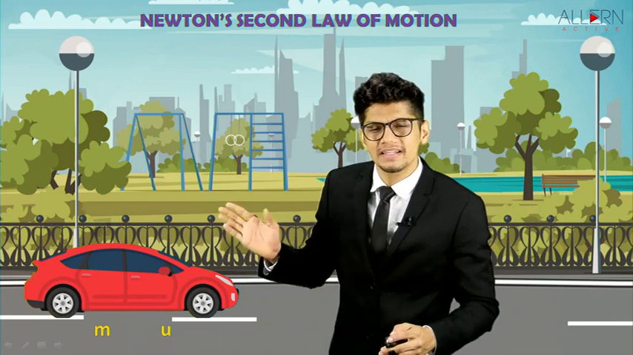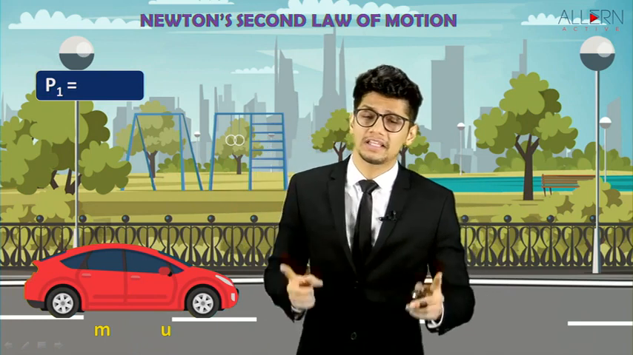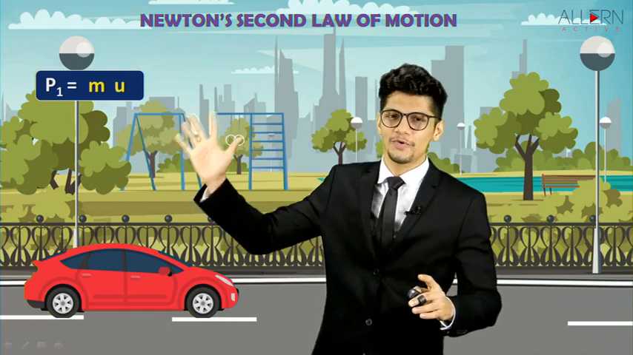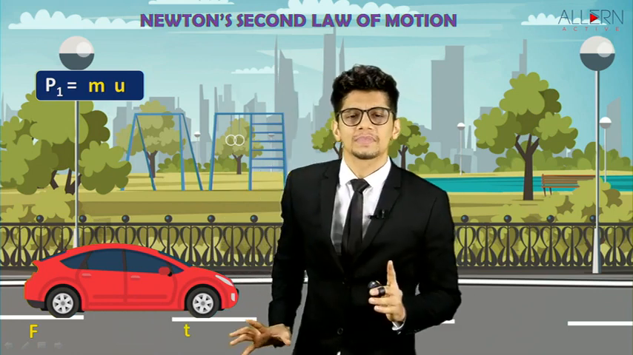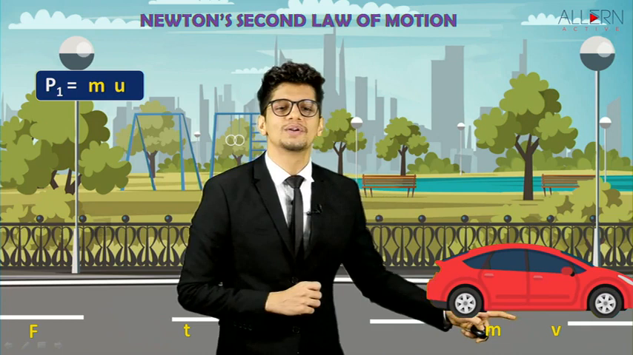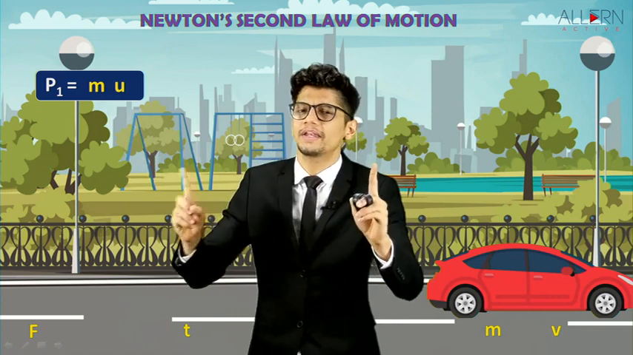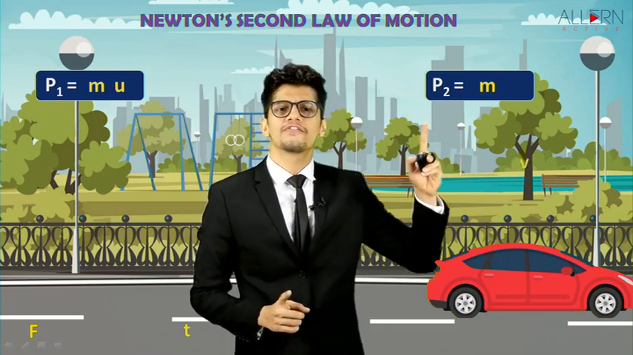Now since this momentum is the initial momentum, we will write it as P1. So P1, that is momentum, is nothing but mass into velocity. So this will be mass into initial velocity. So P1 is m into u. Very simple, right? Now, in order to move this car, we need to apply a certain amount of force denoted by capital F for time t, right? So it will start moving and we know the mass would not change. Mass would remain as it is. But the velocity will now become the final velocity denoted by small letter v. So initial momentum was denoted by P1, and final momentum will be denoted by P2. And P2 will be m into v.